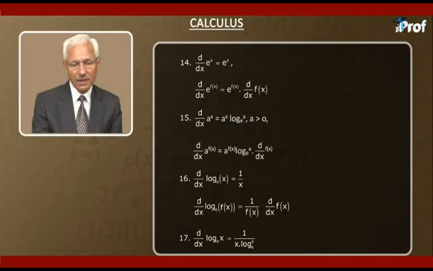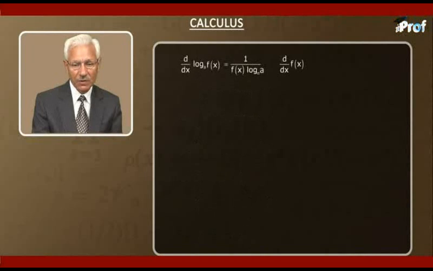16th, d by dx of log of x to the base e of course is equal to 1 upon x. That means d by dx of log of f(x) to the base e is equal to 1 upon f(x) into d by dx of f(x). 17th, d by dx of log x to the base a is equal to 1 upon x times log of a to the base e in the denominator. That shows d by dx of log of f(x) to the base a is 1 upon f(x) into log of a to the base e in the denominator into d by dx of f(x).